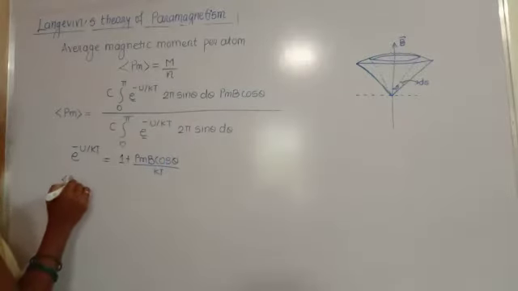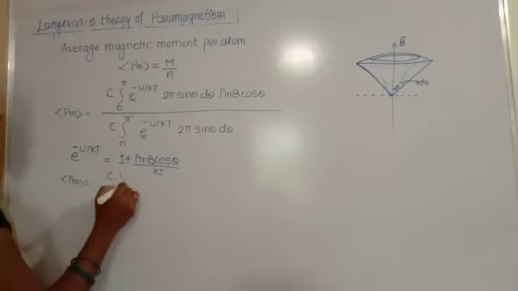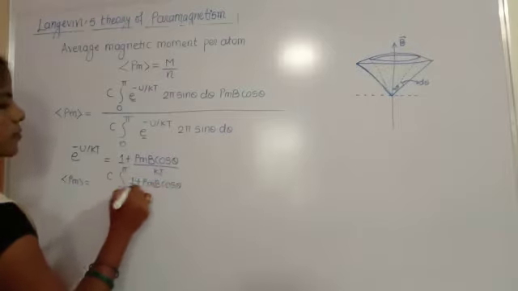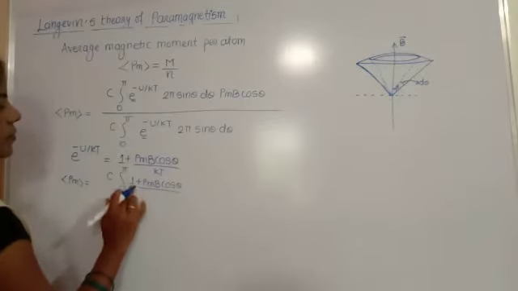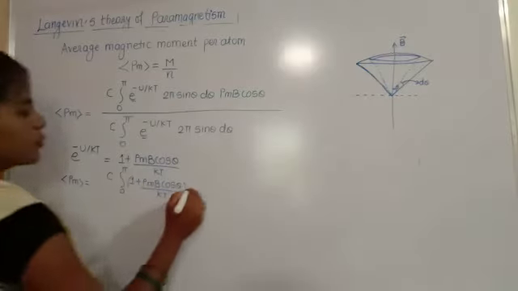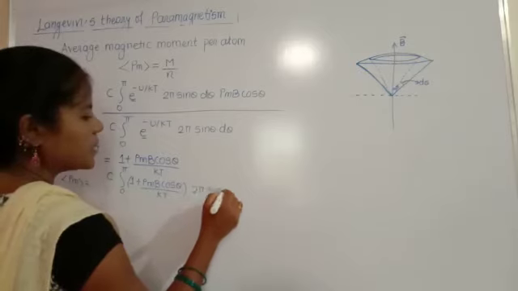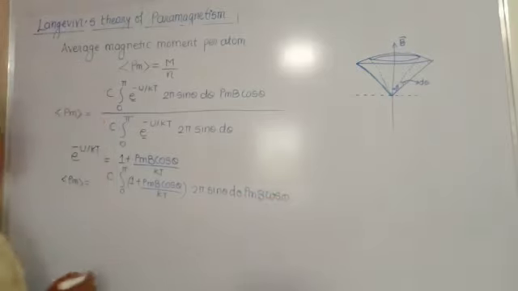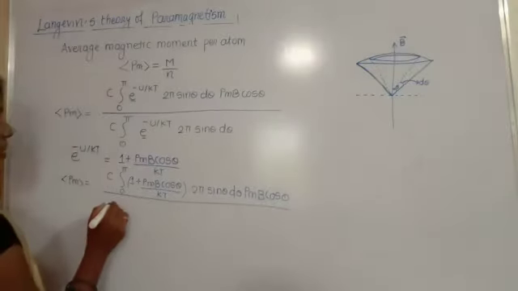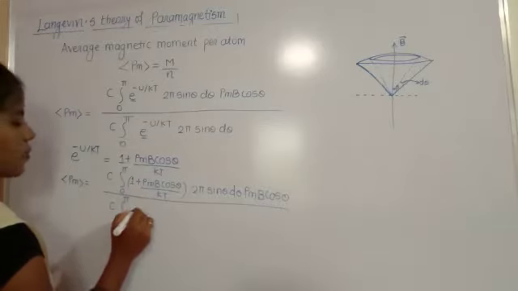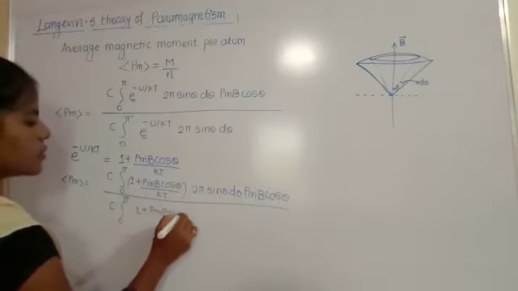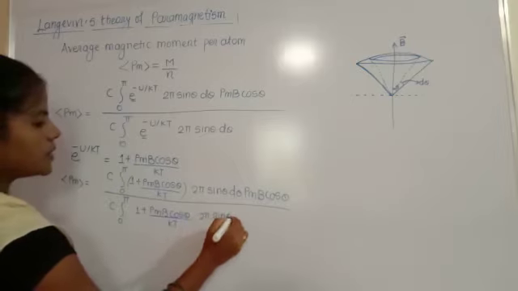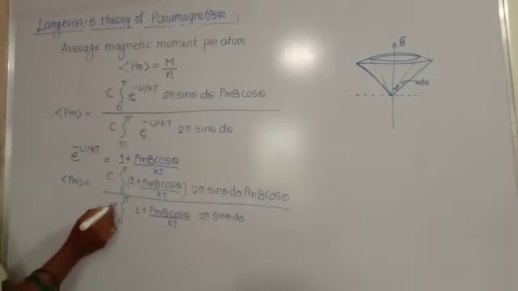Therefore average pm is equal to C integral 0 to pi of 1 plus pm B cos theta divided by kT, into 2π sin theta d theta, into pm B cos theta, divided by C integral 0 to pi of 1 plus pm B cos theta divided by kT, into 2π sin theta d theta. So this C is the constant, and it cancels out.